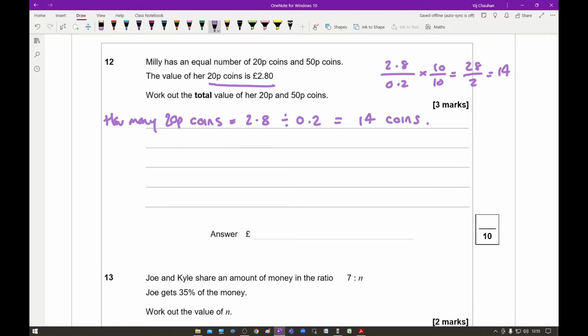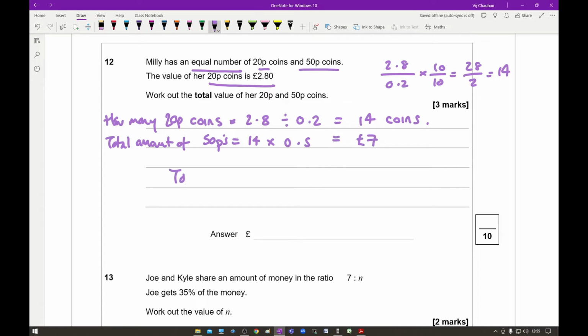So now to work out the total amount of 50p's, that's going to be 14 times 0.5, because remember that Millie has an equal number of 20p coins and 50p coins, and that's going to come up to a total of £7.